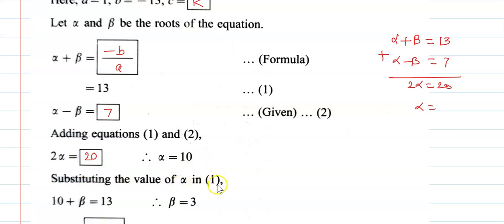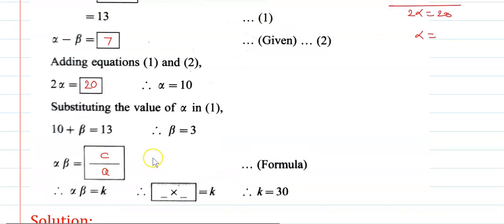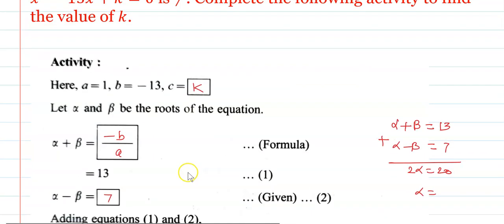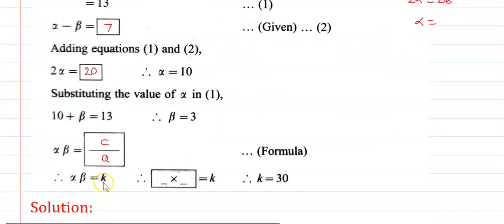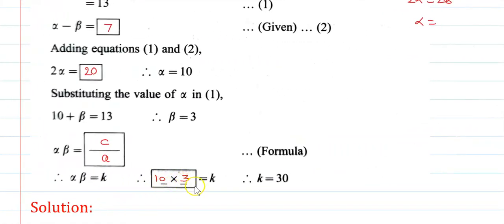Substituting the value of alpha in equation 1. This is the equation 1. Alpha plus beta is equal to 13. Alpha's value we put as 10. Therefore, beta is equal to 3. Alpha into beta is equal to C upon A. Now the value of C is k upon 1, and therefore alpha into beta is equal to k. Now alpha is 10 and beta is 3. Their multiplication is 30. Therefore k is equal to 30.